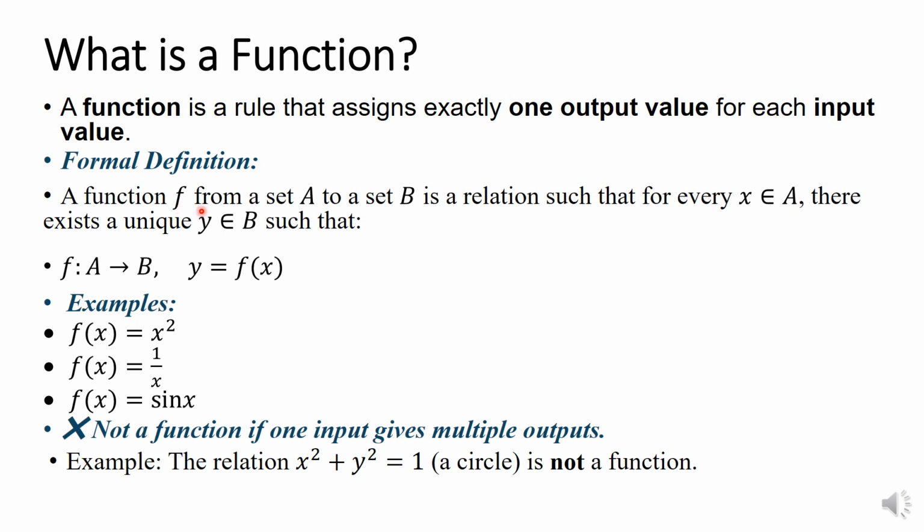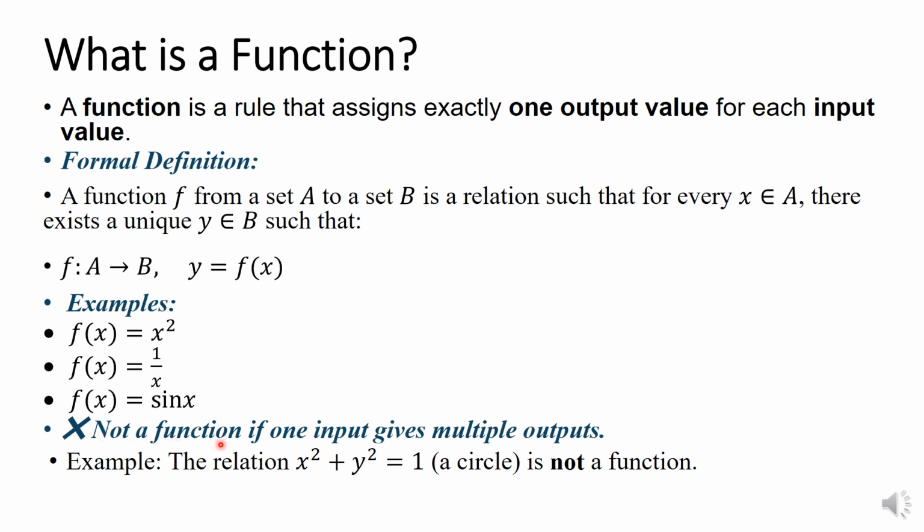A function f from a set A to a set B is a relation such that for every x belonging to A, there exists a unique y belonging to B such that f: A → B, y = f(x). Examples: f(x) = x², f(x) = 1/x, f(x) = sin x. These are examples of functions.